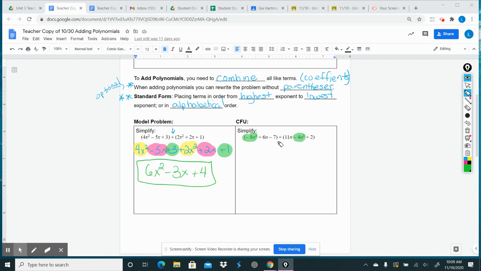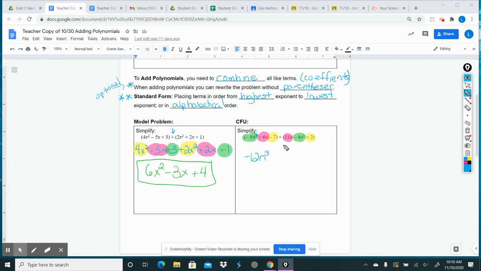Remember, they do not have to be in standard form in your polynomials. So you might have to look around and make sure you have those like terms. We have a positive 6n and a positive 11n. And lastly, we have a negative 7 and a positive 2. So I'm going to go ahead and now combine like terms, starting off with the highest exponent, which is the 3 here. So negative 8 minus 4. So I'm down $8 and I lose another $4. I'm down $12. So 12n to the third.